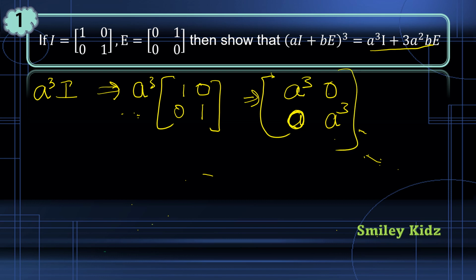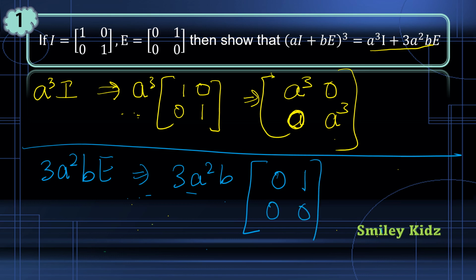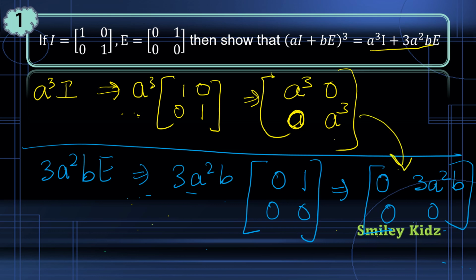Fine. Now let's consider 3a²b. That is going to be 3a²b into [0 1; 0 0]. This is equal to [0 3a²b; 0 0]. Now we're going to add these two matrices as given in the question in the RHS part.